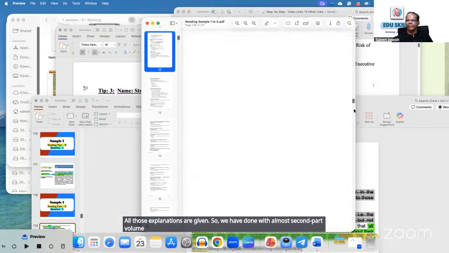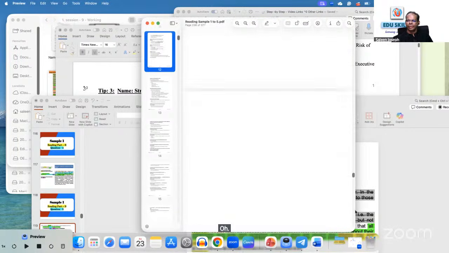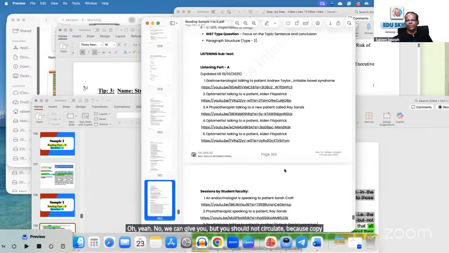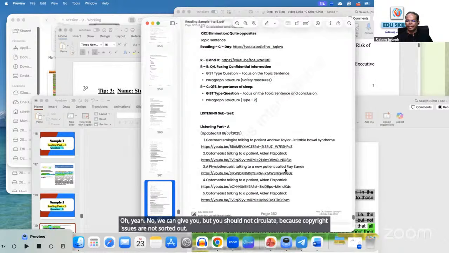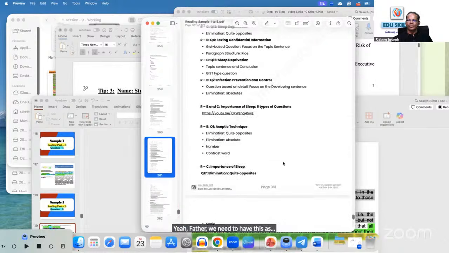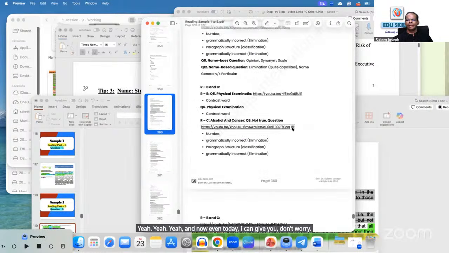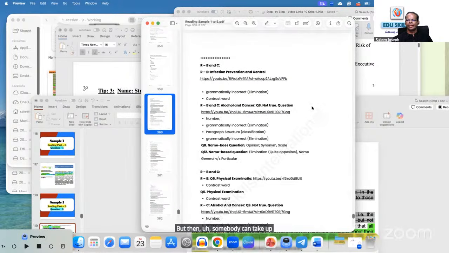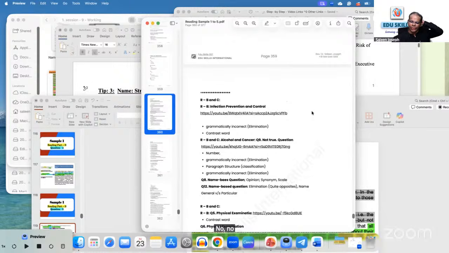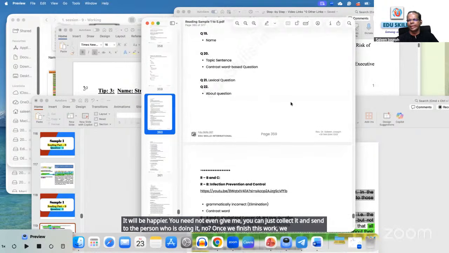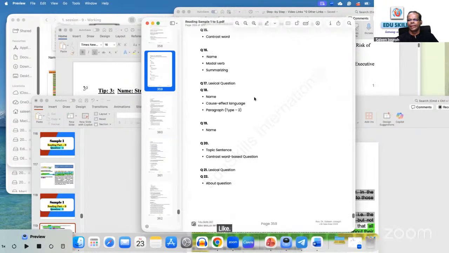Now we can give it to you, but you should not circulate it because copyright issues are not sorted out. Yeah, Father, we need to have this as early as possible. Yeah, even today I can give you, don't worry. But then somebody can take up the responsibility. It will be happier. You need not even give it to me. You can just collect it and send it to the person who is doing it. No, once we finish this work, we don't require anything. Very great.